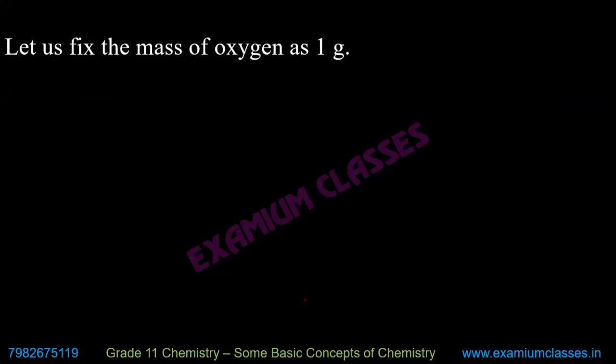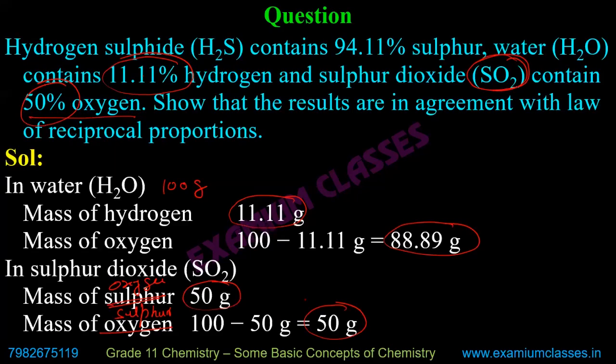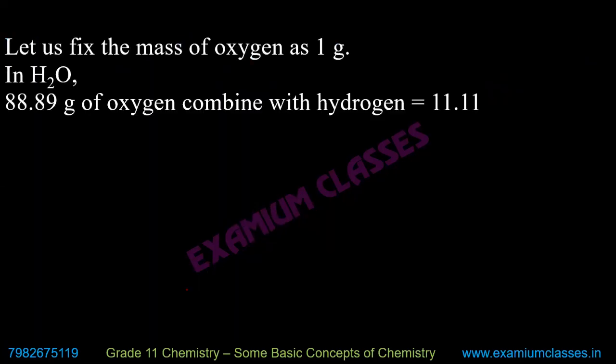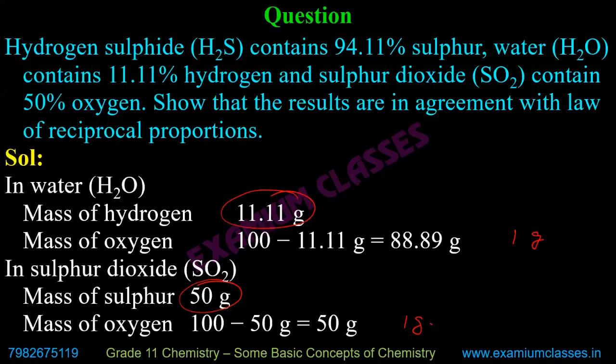Now let us fix the mass of oxygen as 1 gram. What we are doing here is fixing the mass of oxygen as 1 gram, and corresponding to 1 gram, we can calculate the masses of hydrogen and sulfur, the same method as we did in previous questions. So in H2O, 88.89 gram oxygen combines with 11.11 gram hydrogen, it is given.